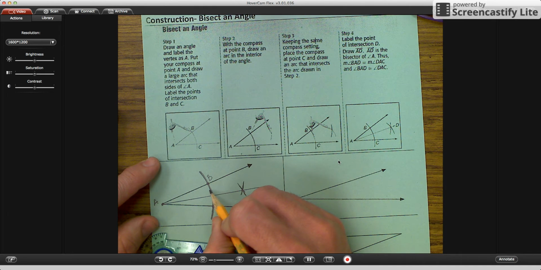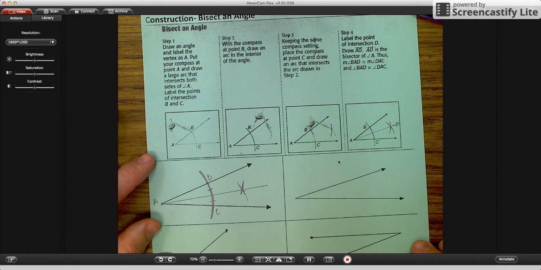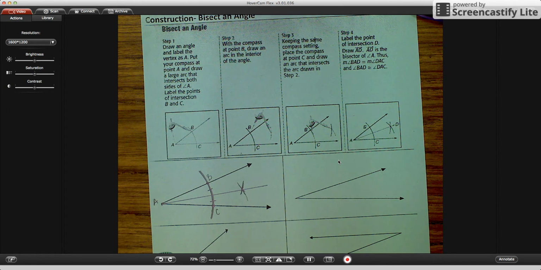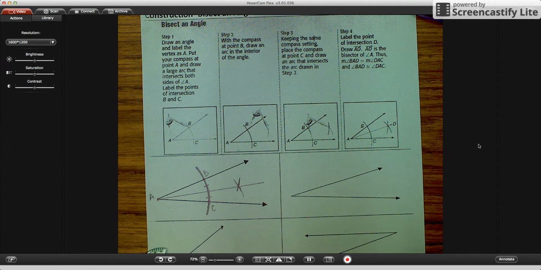And if you want, you can look at this part of the angle, and it should be congruent, or the same size, as that part of the angle. And visually, mine looks pretty good. Okay, why don't you pause your computer and try that one again, or try to mimic that one.